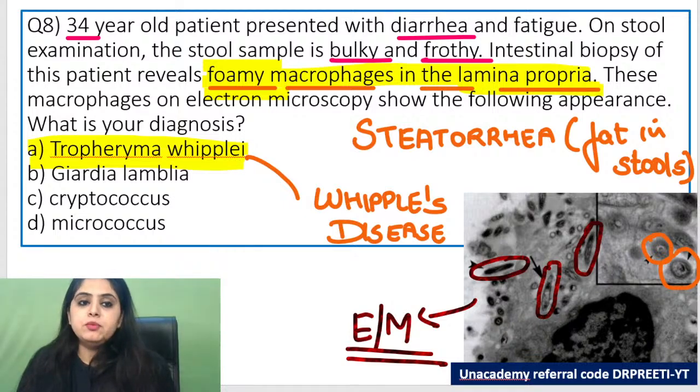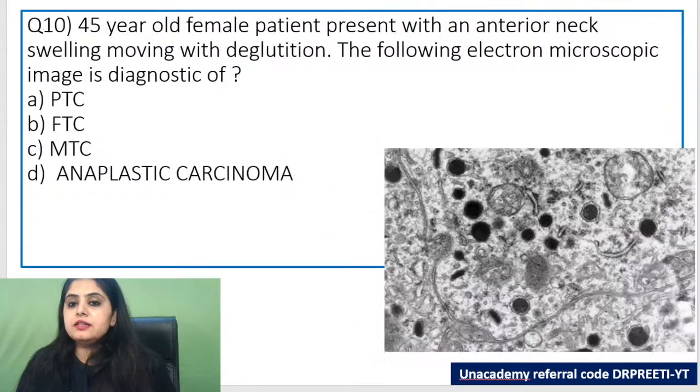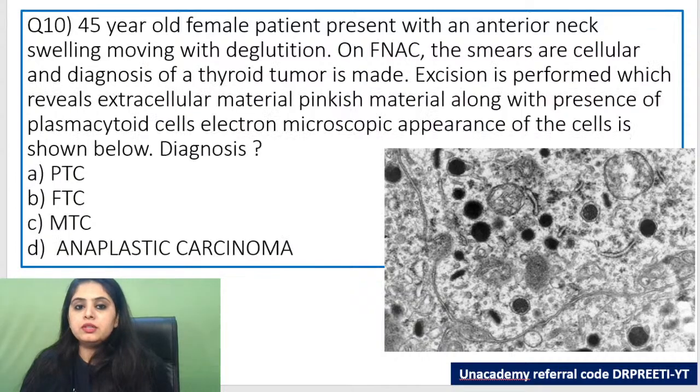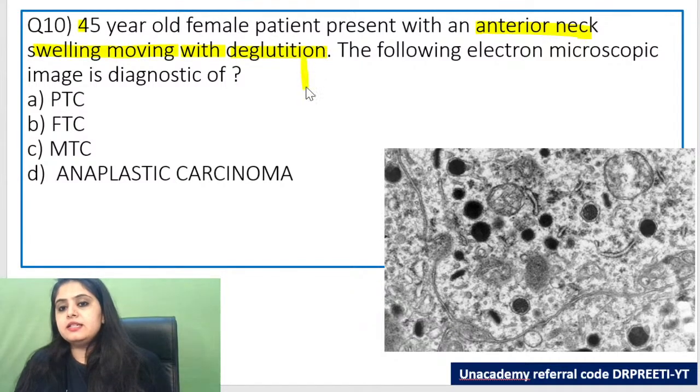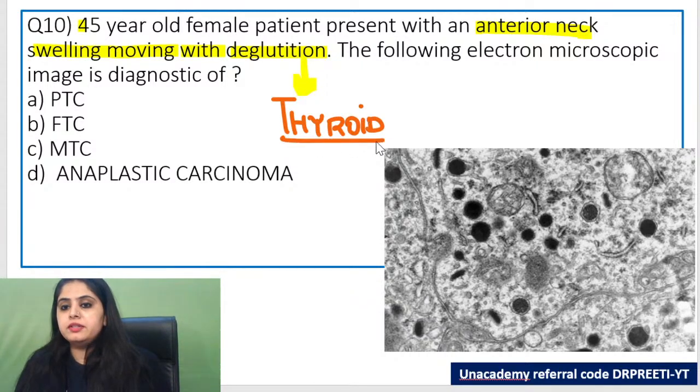Let's move ahead. There's one more question from the recent questions that I had put up for you. Yes, actually there are two. Tell me this one first. Both of them are question 10. Tell me, guys: a 45-year-old female presents with an anterior neck swelling moving with deglutition. Electron microscopy is given. There is not much history, but adequate history given to you. When I say an anterior neck swelling which is moving with deglutition, I am definitely thinking about thyroid.